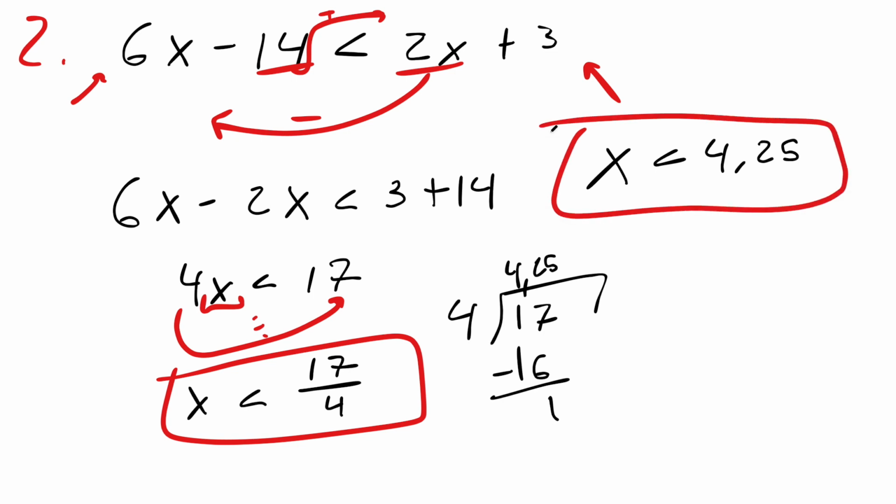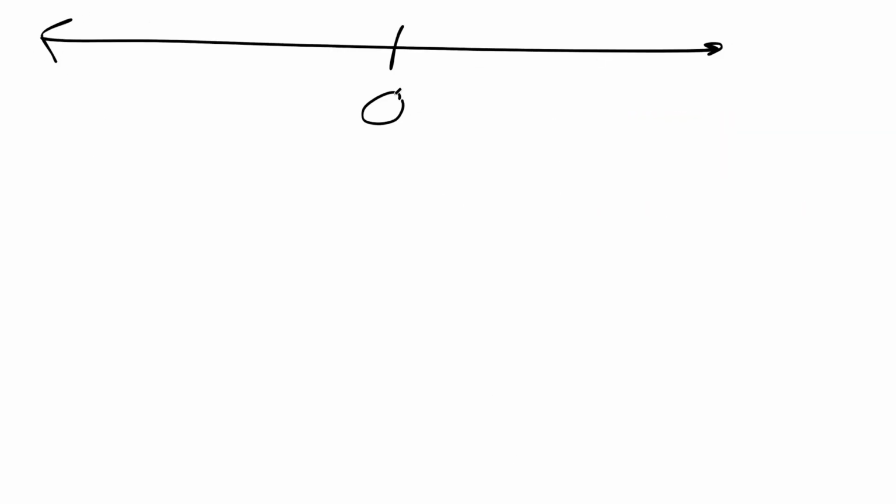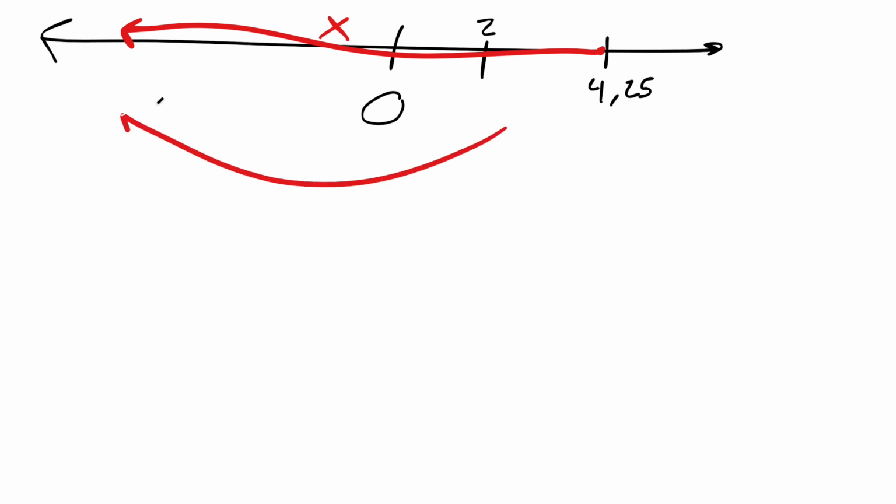Good. What happens with a graph or a number line? Alright, so we have here that this is 0, and 4.25 over here on this side of the number line. Every number before the 4.25 will be present in that variable x, right? Since lower than means the direction will be to the left.